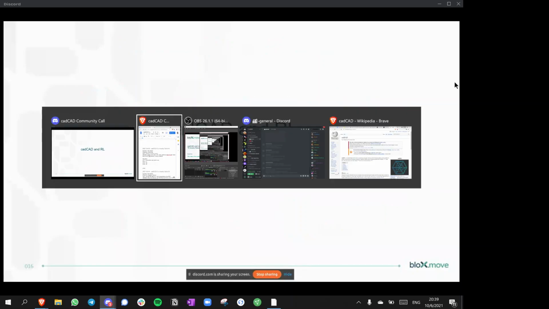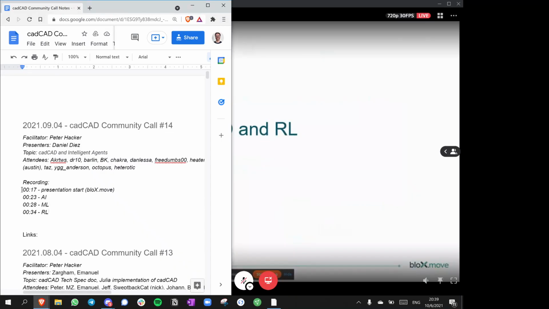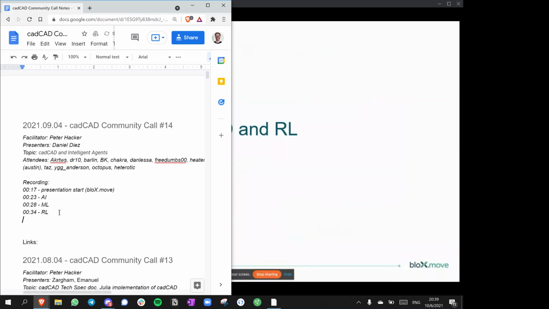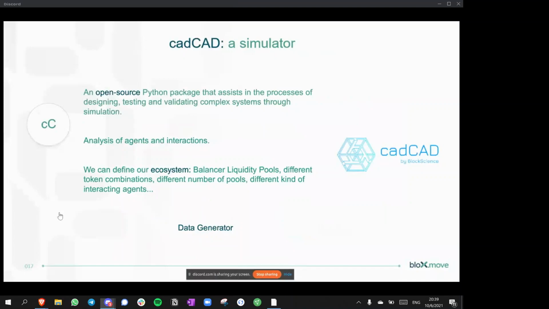This brings us to the last part, where this integration between cadCAD and reinforcement learning comes into play, because, as I said, most of the things that exist in reinforcement learning already exist in cadCAD. So the merge of these two ecosystems, from our perspective, also from the beginning, made a lot of sense.